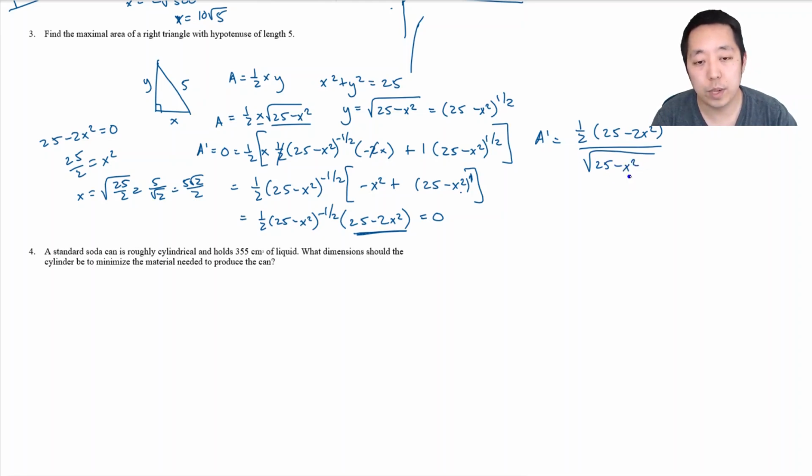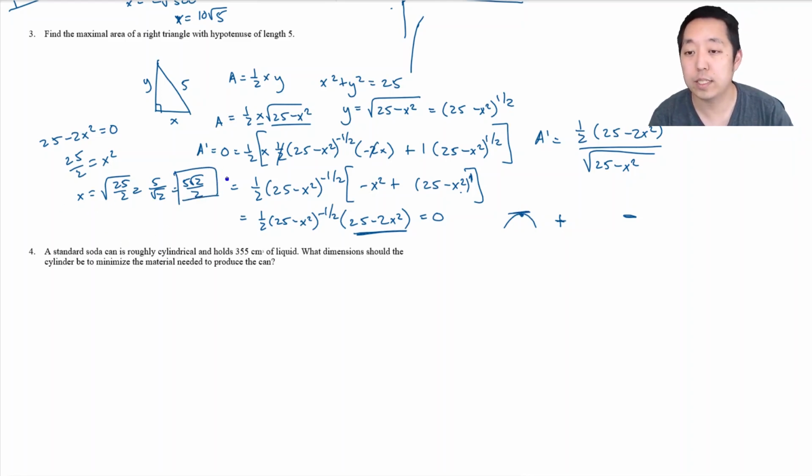Okay, so this term's always positive down here because when you take the square root, it's always positive. This up here is going to be, if I'm bigger than 5 over root 2 and I square it, if this term is larger, it's going to be negative. And if it's smaller than 5 over root 2, it's going to be positive. So it's going to go from positive to negative. That makes it a maximum.